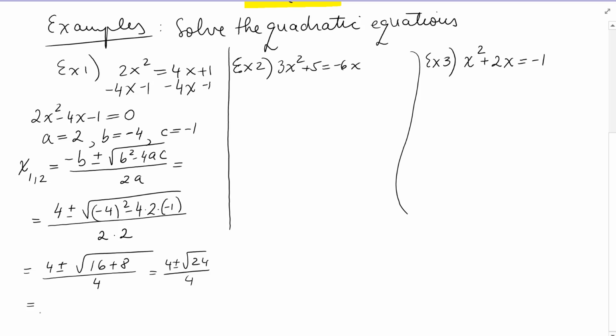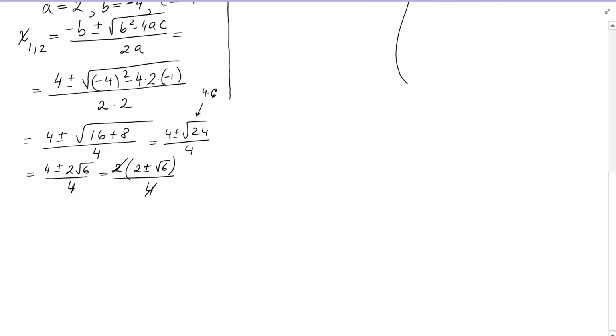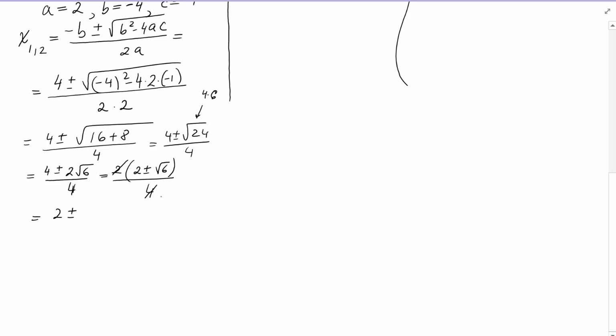24 can be written 4 times 6. So I can do 2 square root of 6 over 4. As you can notice, the numerator can be factored, the 2 can come up, plus minus square root of 6 over 4. This 2 and the 4 cancel, and we end up with 2 plus minus square root of 6 over 2. So there are two solutions, 2 plus square root of 6 over 2 and 2 minus square root of 6 over 2. So there are two real solutions.